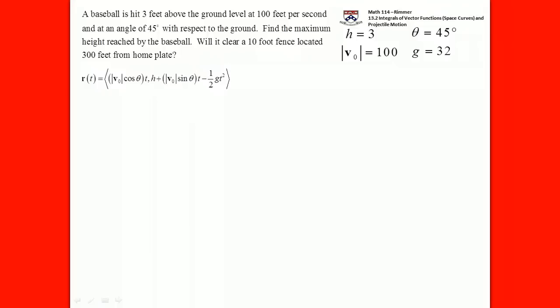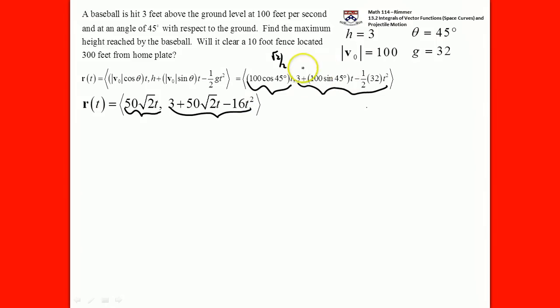My I and J components, I can plug in all these unknowns now. There's 3 unknowns, theta, mag v naught, and h. I plug them in. 100 times the cosine of 45, all of that times t. That's my I component of motion. 3 plus that same 100 now sine 45 times t, that whole thing, and then minus 1/2 gt squared. And of course, cosine of 45 is root 2 over 2.